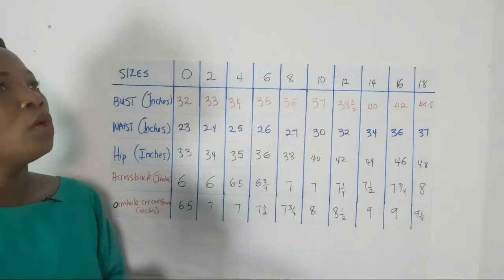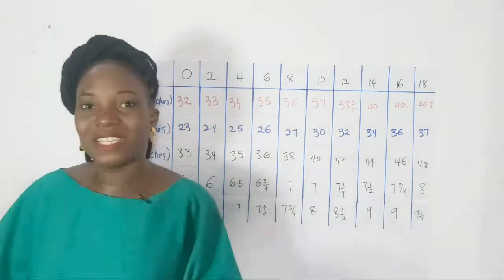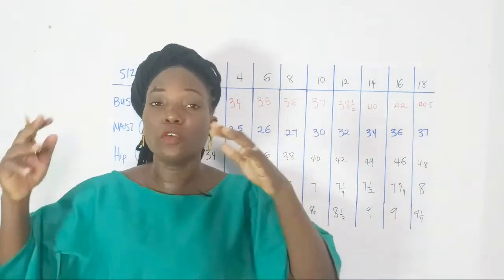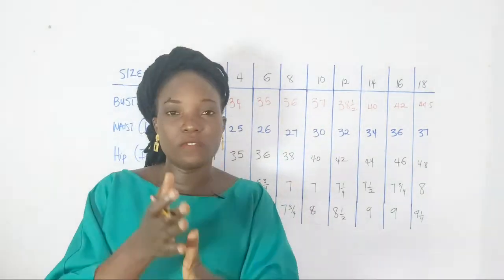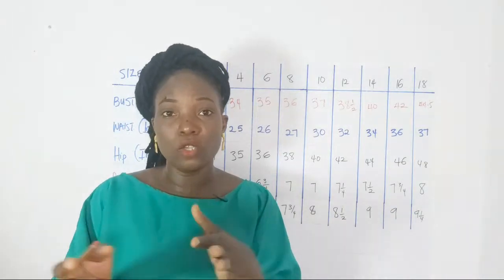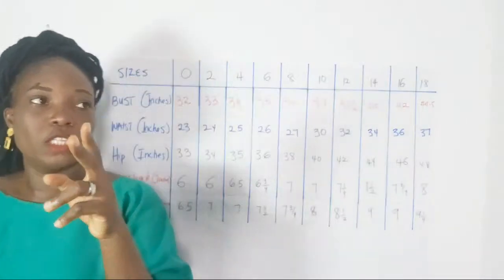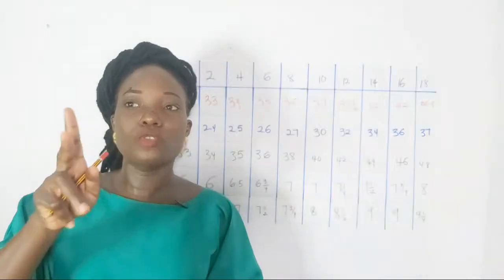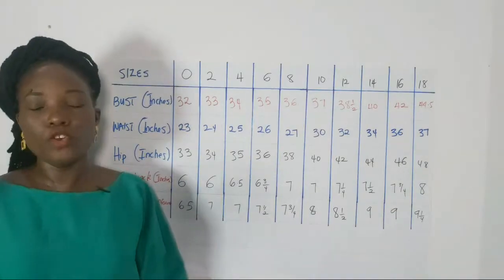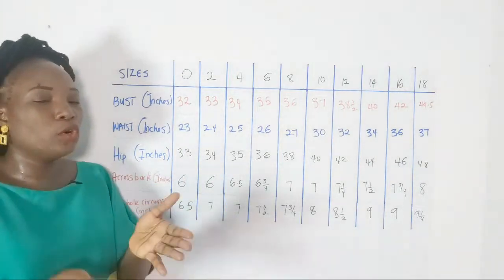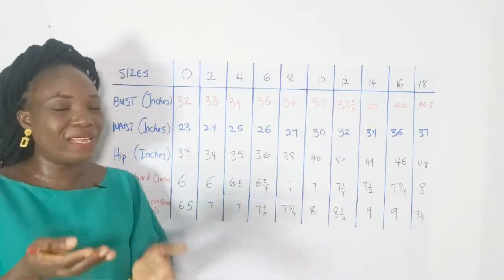Now, like I said before, there are no fixed size charts. If you go to Google and check online, those size charts have a lot of similarities. It's very difficult for you to see two size charts that have the same measurements. No. But they will be similar.